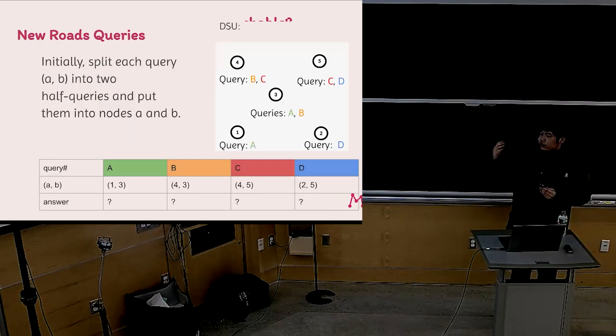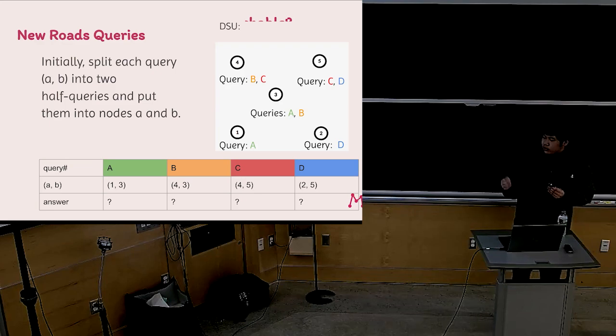So suppose we took every query of the form A, B, where we have to find the answer for reaching node B from node A, and we split them into 2 half queries and put them into nodes A and B. So here we can see that query number A, I use letters so it'd be less ambiguous, colored in green, corresponds to A, B being 1, 3, and we would split them into 2 parts and initially put one of them into node 1 and one of them in node 3.